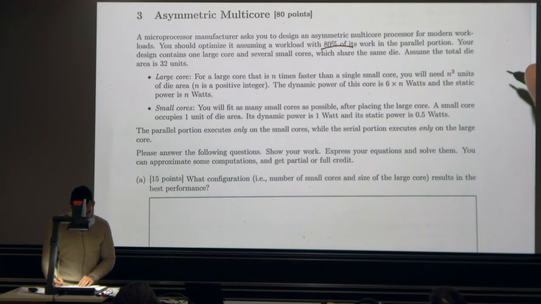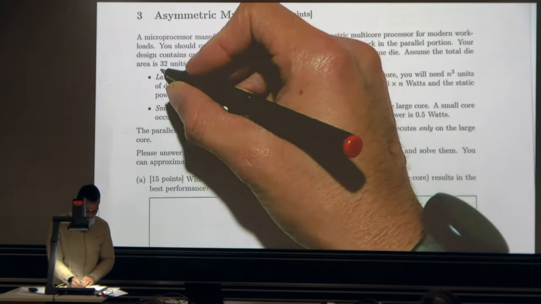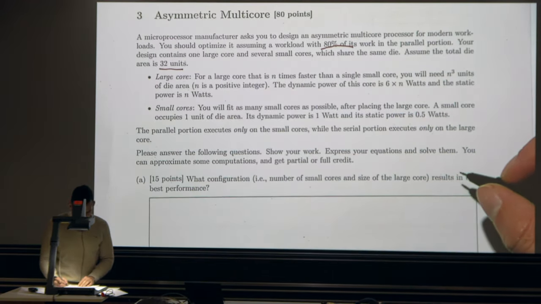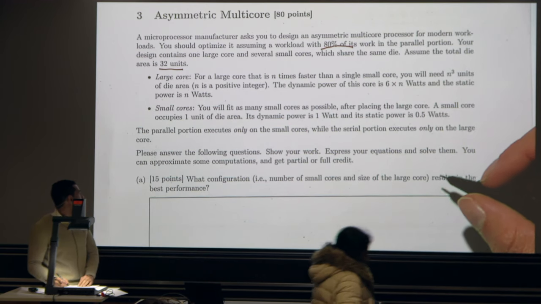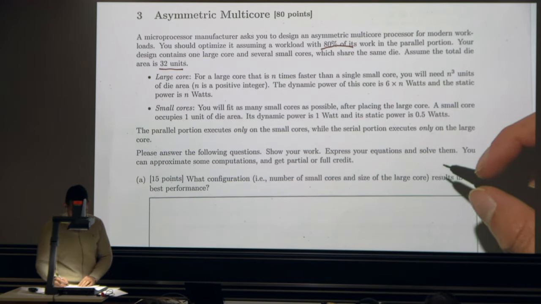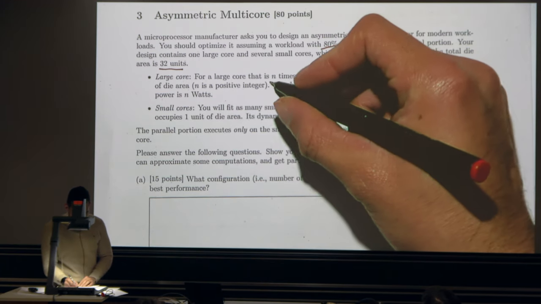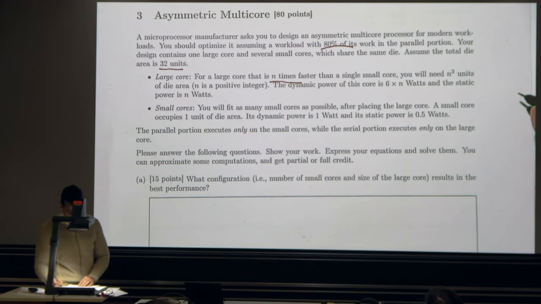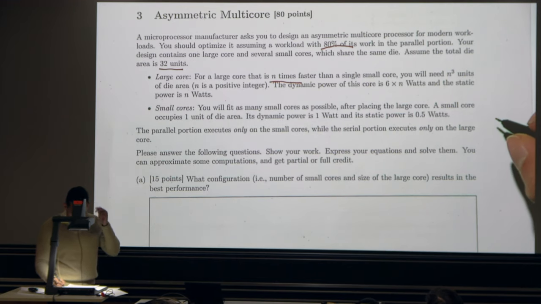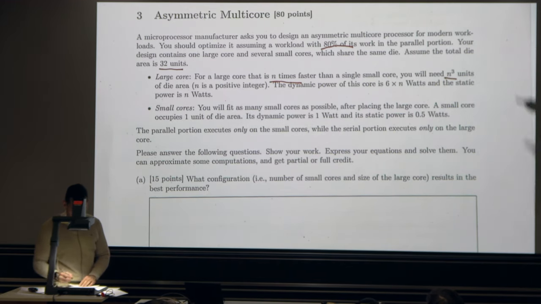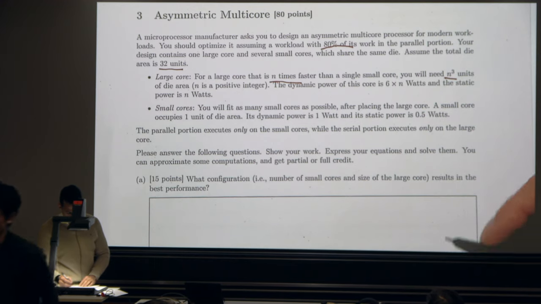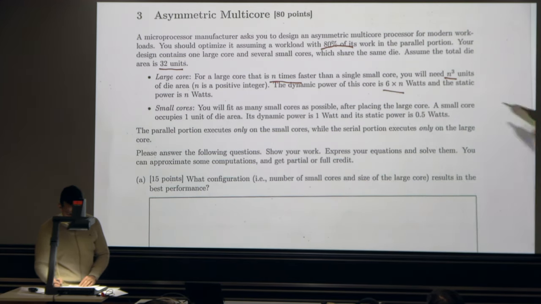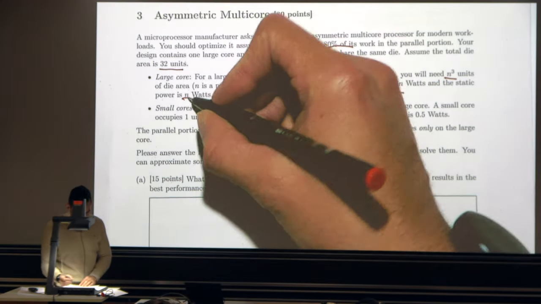Your design contains one large core and several small cores which share the same design. Assume that the total area that you have to place those cores is 32 units of area. Then you have the configurations of the large and small cores. The large core is n times faster than a single small core, and it takes an area of n cubed units of area, a dynamic power of 6 times n, and a static power of n watts.